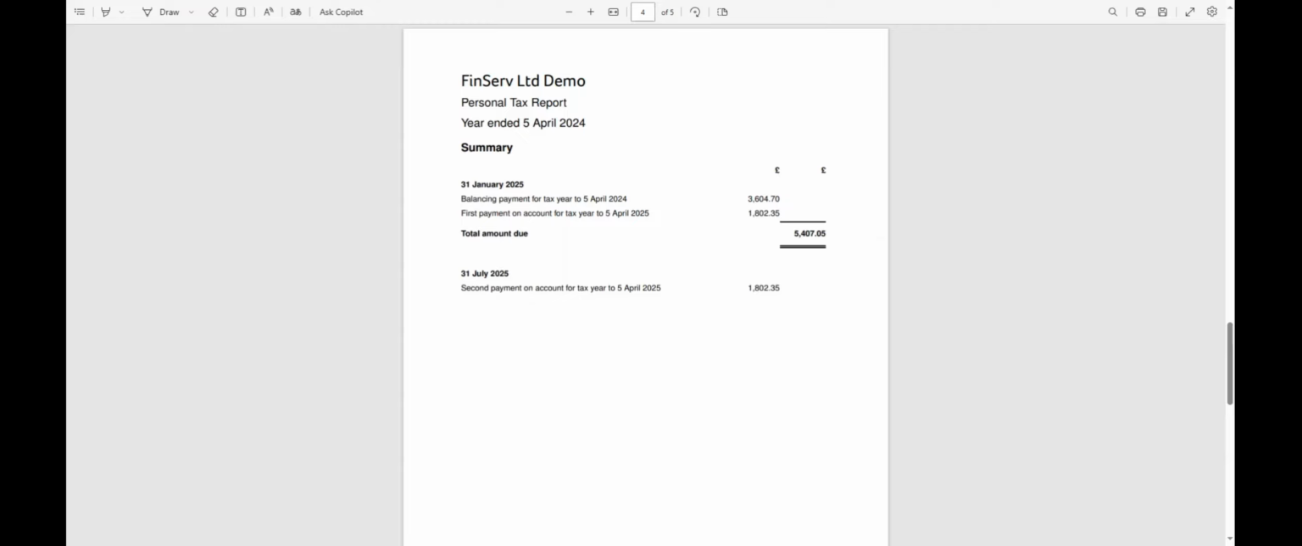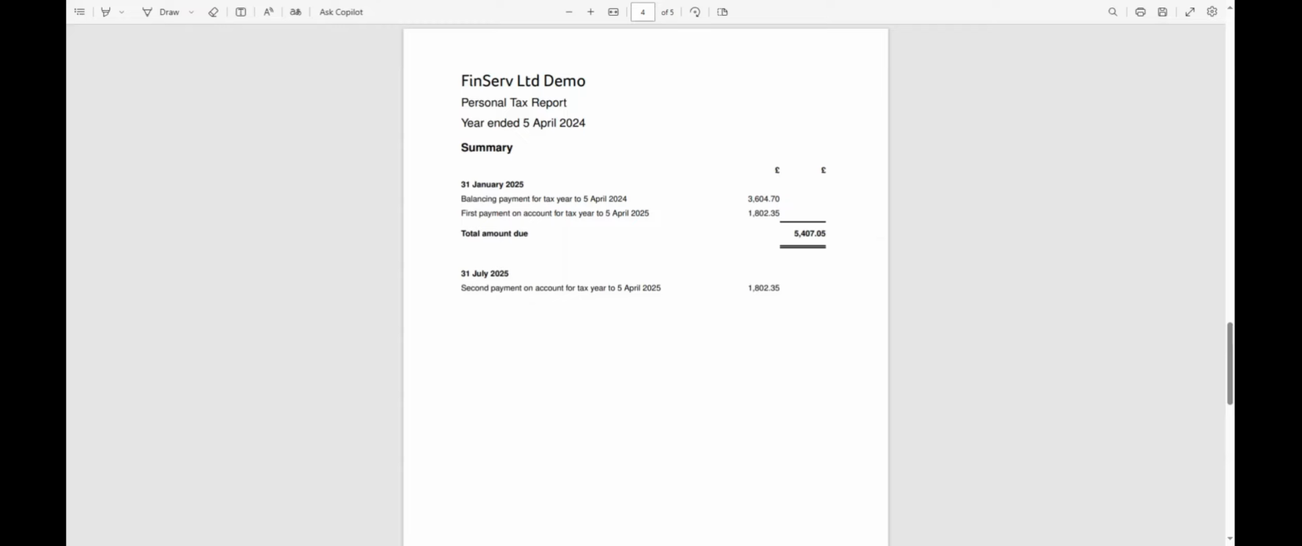If your actual tax bill for the year turns out to be higher than the payments on account, you'll need to make a balancing payment by the following January. If it's lower, you may receive a refund or have the difference deducted from future payments. It's worth noting that although the payments on account are often referred to as advance payments, the tax is actually still being paid in arrears.